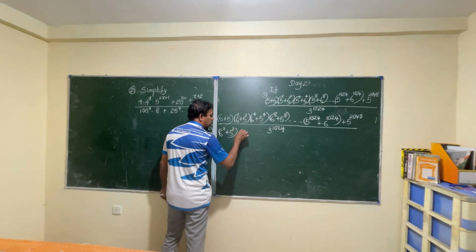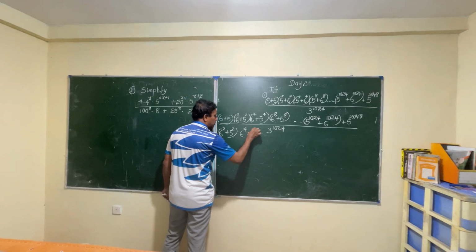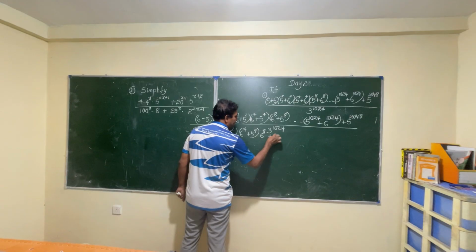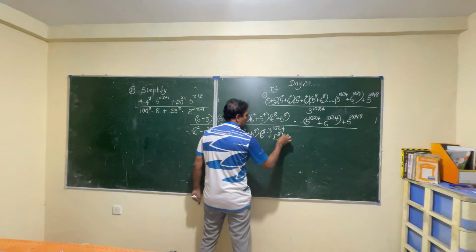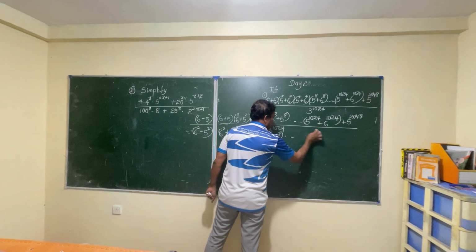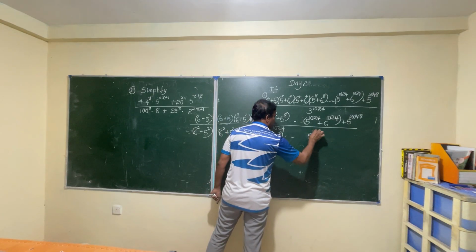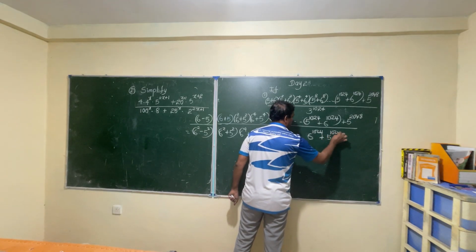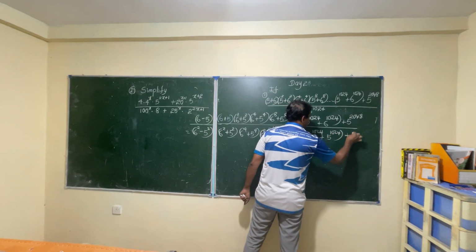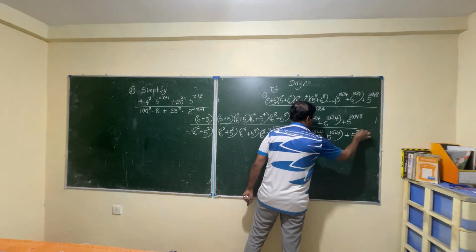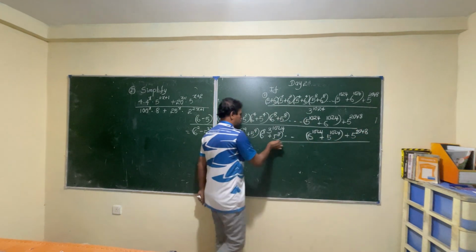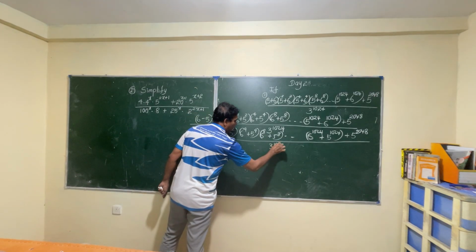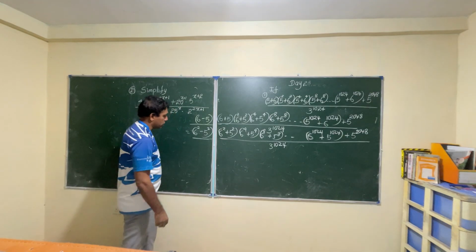Next bracket, 6 to the power 4 plus 5 to the power 4, okay? And 6 to the power 8 plus 5 to the power 8. And so on, I write 6 first, 6 to the power 1024 plus 5 to the power 1024. So the last term is 5 to the power 2048, right? Over 3 to the power 1024, right? Okay, the same problem.